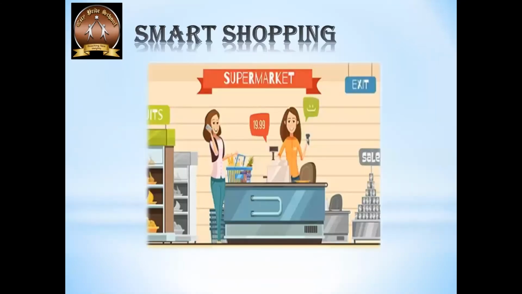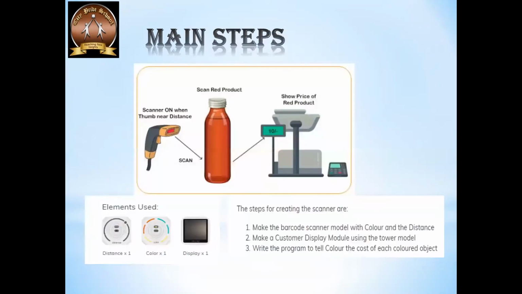Today we are going to discuss something about smart shopping. As we know that the pandemic is going on, so minimum human interference should be there while we go for shopping. So what we are going to do today is make an automatic system which can be used to pay the bills, and the price will also be displayed on the display element. So we are going to use three elements: distance element, color element, and display element.